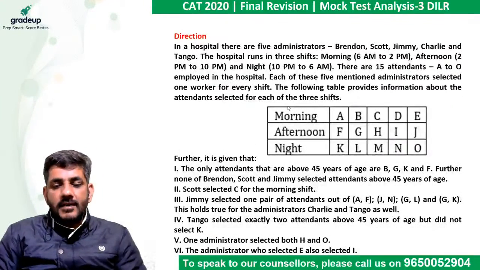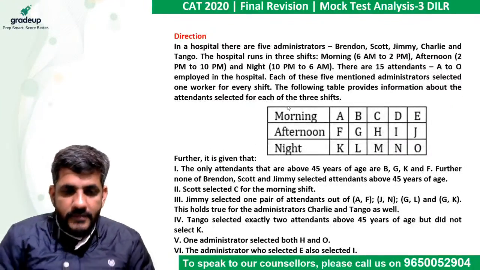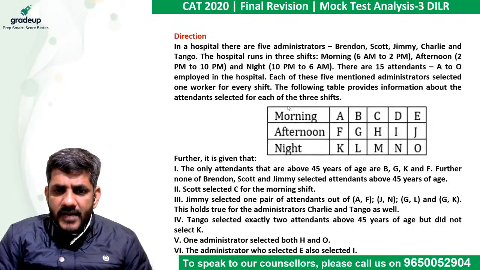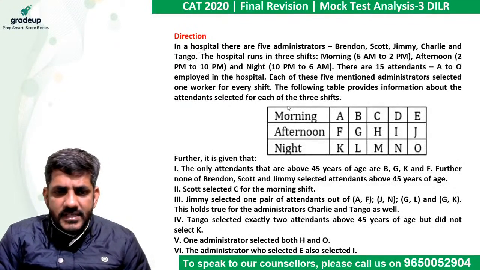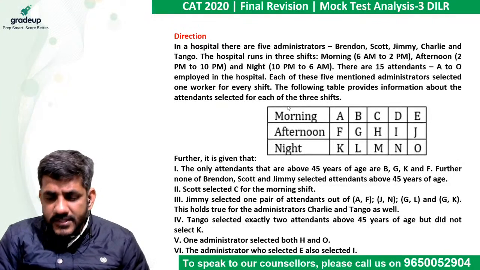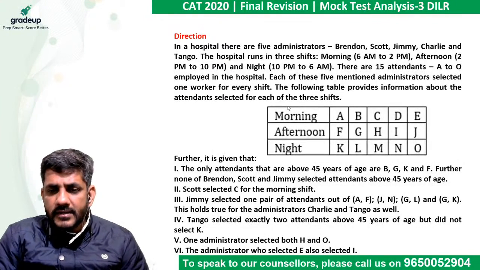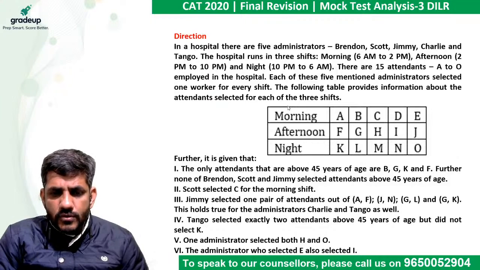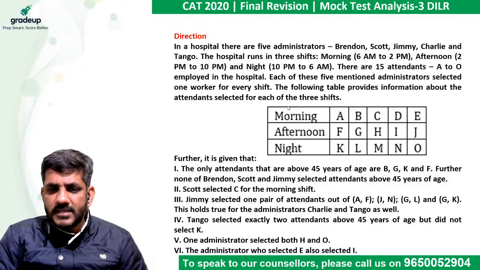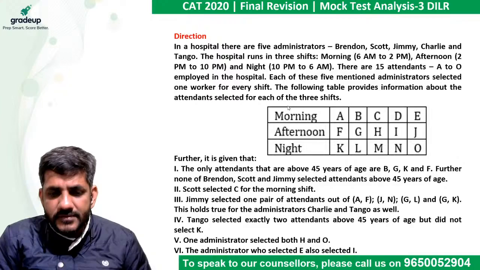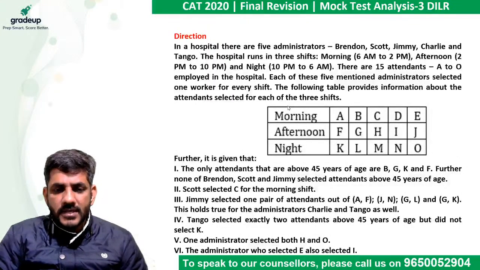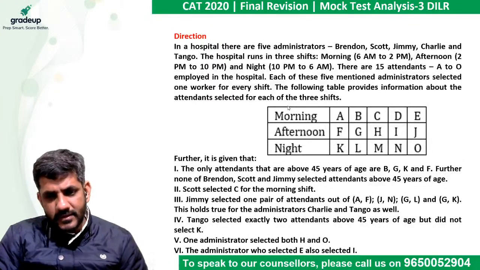Here comes the next set now, question number 9 to 12. In a hospital, there are 5 administrators B, S, J, C, T. The hospital runs in 3 shifts, morning, afternoon and night. There are 15 attendants A to O. Each of these 5 mentioned administrators selected one worker for every shift. The following table provides information about the attendance selected for each of the 3 shifts.